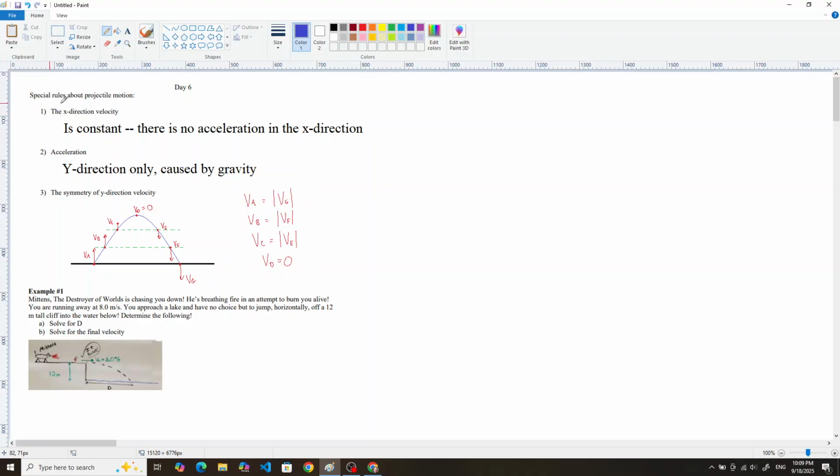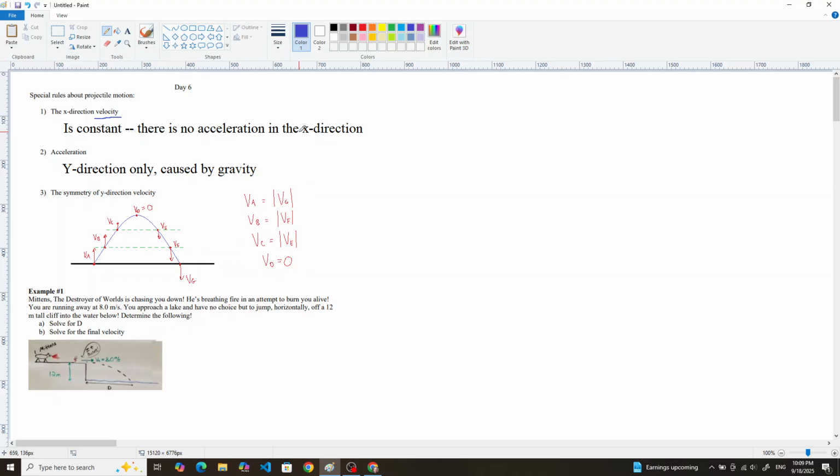So we'll start with projectile motion, and one of the things we want to say in day 6, the x direction velocity is going to be constant because there is no acceleration in the x direction. What happens in projectile motion? There will be only one force present, and that force is gravity, and gravity pulls things down. So there is no x direction force, therefore no x direction acceleration, and we see that acceleration is y direction only caused by gravity. That will be negative 9.81.